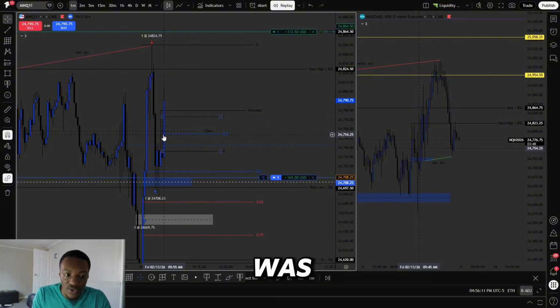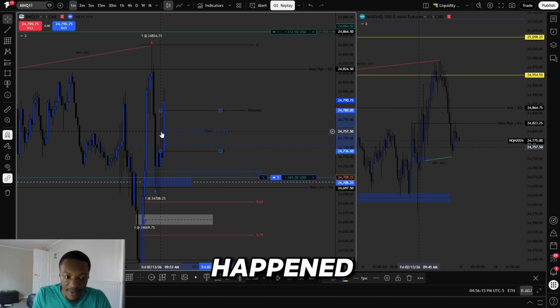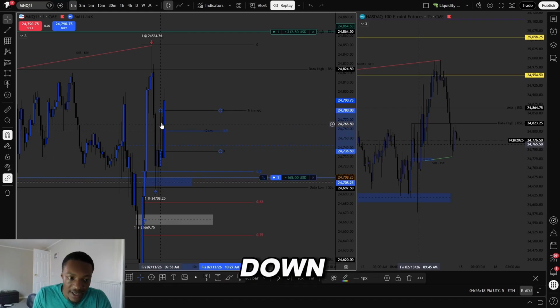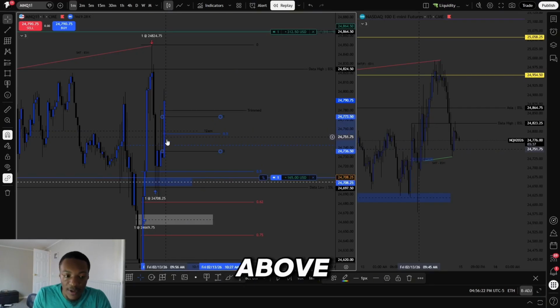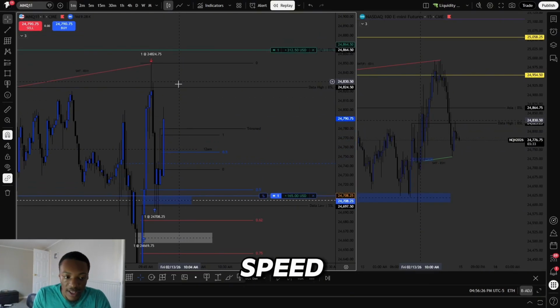I wanted to see if price was going to close above the 50% of this wick here. We had the 50% of this wick here, and what happened? We bounced off of it. We fell back down. Then we had the 50% of this wick here, and what happened? We closed above. So at that point, I trimmed here because we should see speed. We should see speed in displacement.